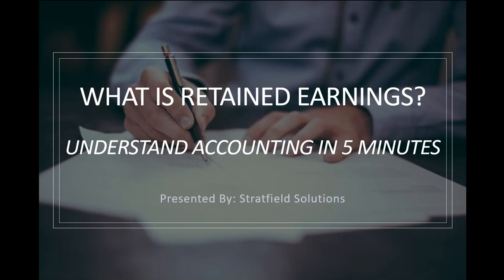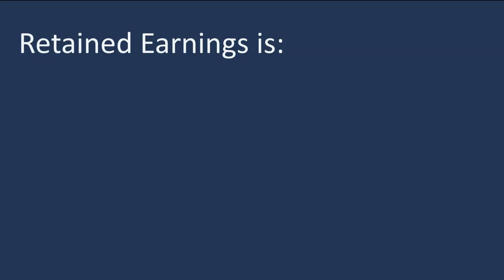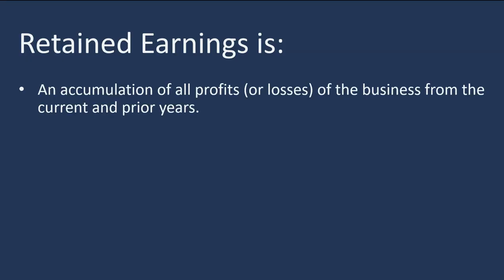So today we're going to be looking at what is retained earnings, and retained earnings is an accumulation of all profits or losses of the business from the current and prior years. So we look at the current year and all of the previous years and take an accumulation of the profits or losses and use this account to track those across time.